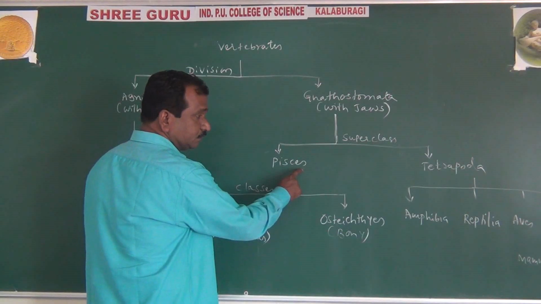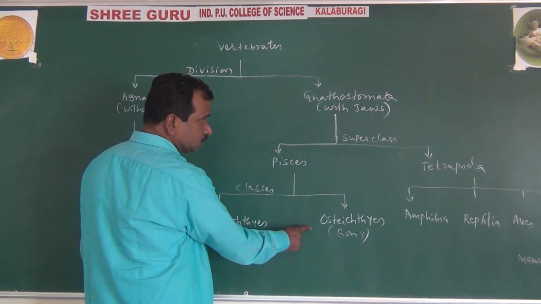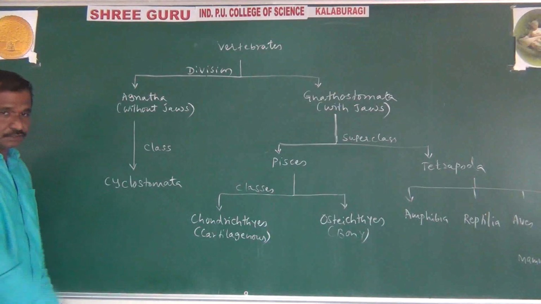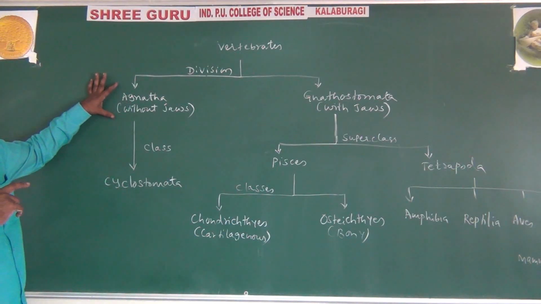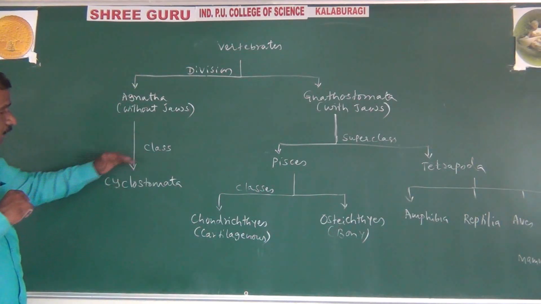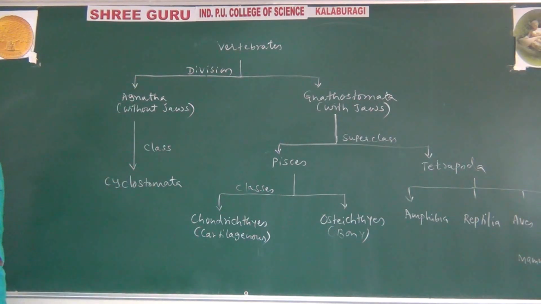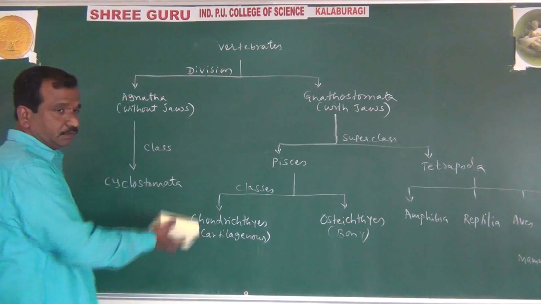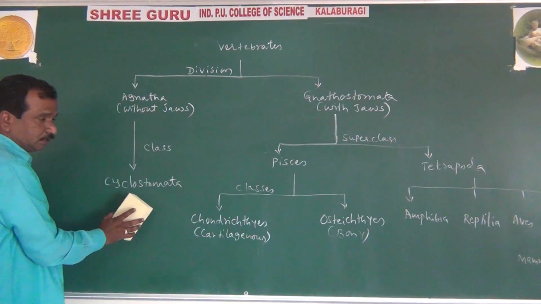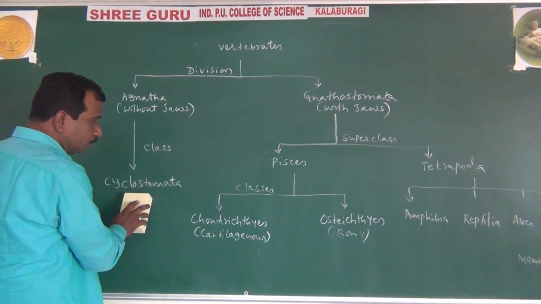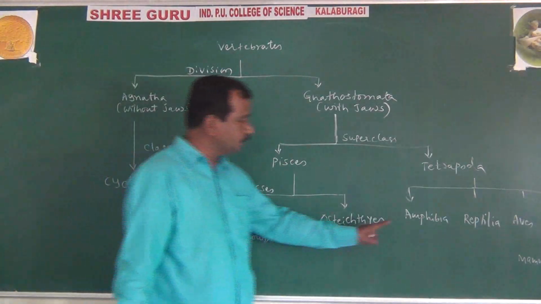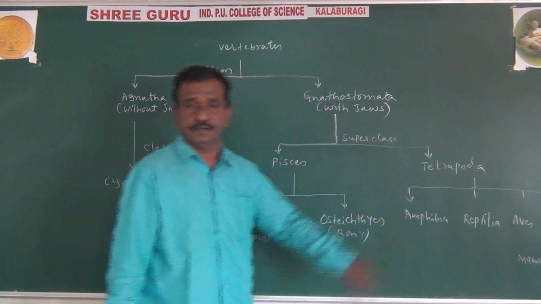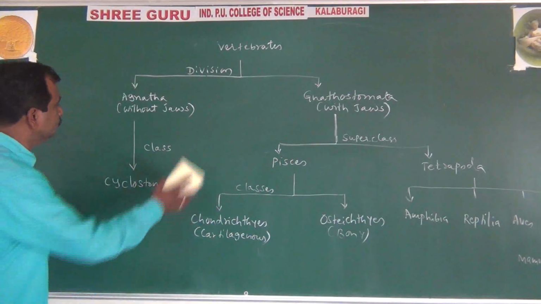So you have to write Pisces here. Cyclostomes is the one class in the Agnatha group, the animals without jaws, which belong to the vertebrates. Now, one by one we are going to study these. First the Agnatha group, cyclostomes. Then we move toward the cartilaginous and bony fishes. Then we move toward the characters of Amphibia, Reptilia, Aves and Mammalia. 5 to 6 characters we are going to study.